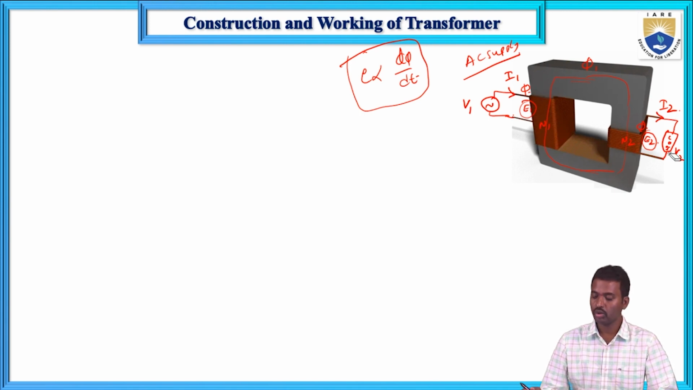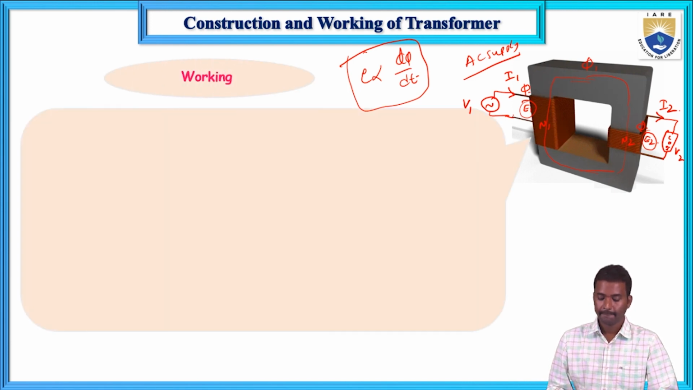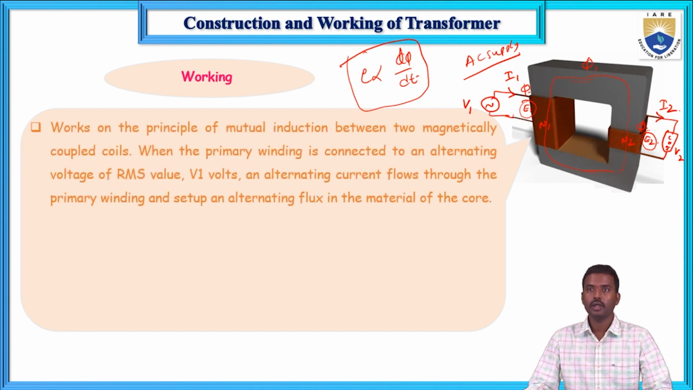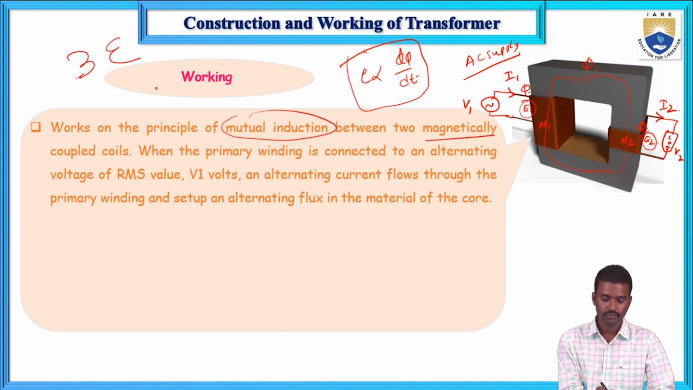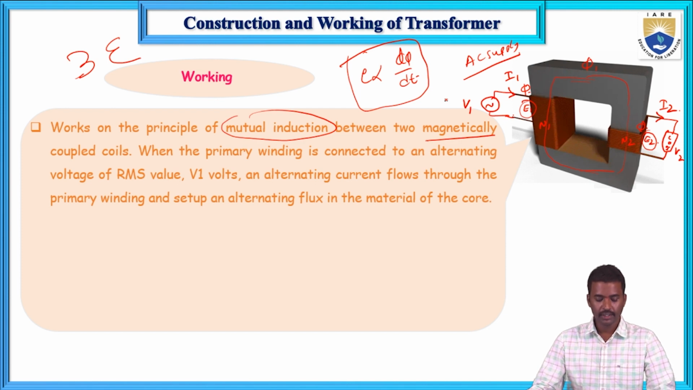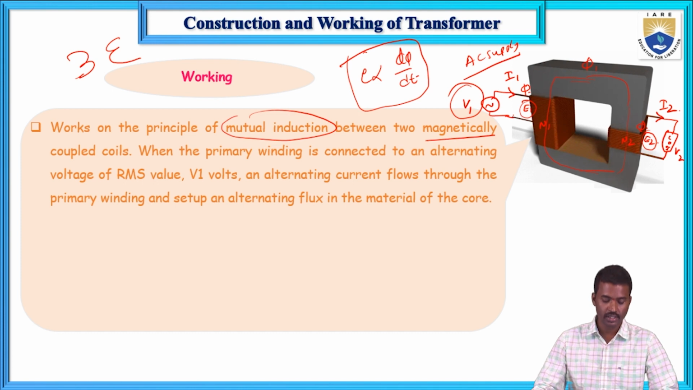Now here there is no load and there is no current. If you connect the load, current flows in the secondary winding. That current is I2 and the load voltage is V2. In this way, the electrical energy transfers from one circuit to another circuit without change in the frequency. It works on the principle of mutual inductance between two magnetically coupled circuits, and the voltage connected to the primary should be an RMS AC supply.